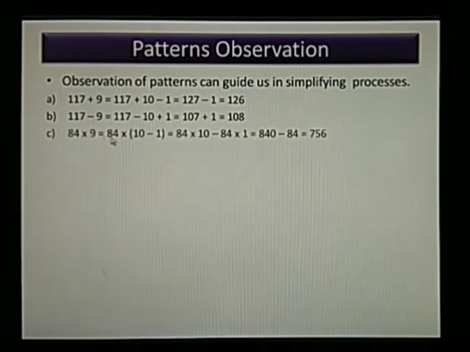Similarly here also, we have written this 9 as 10 minus 1. Then we have used the distributive property of whole numbers. 84 into 10, and since minus is there, minus 84 into 1. Got our answer? It's very easy. If we were to do 84 into 9 by the normal method of multiplication, it would have taken us a little bit of time. So by using this pattern, we can save time as well.